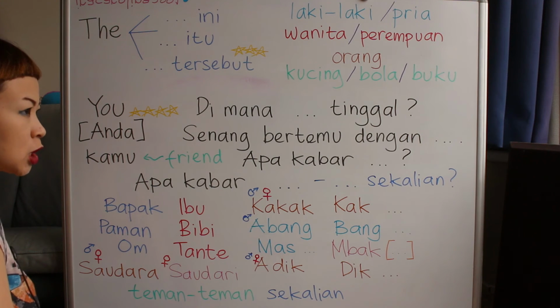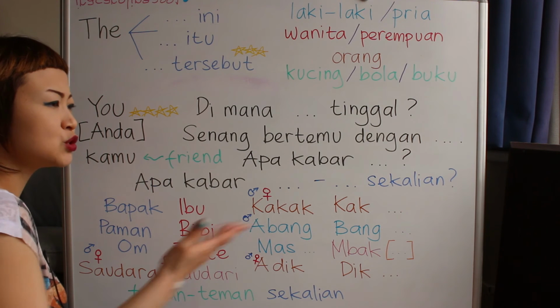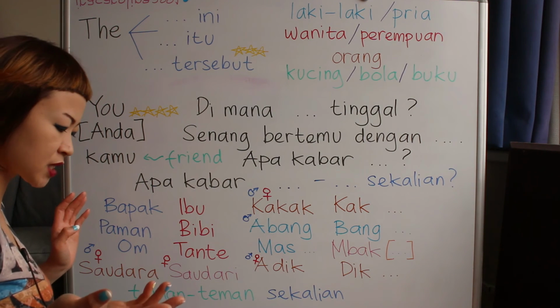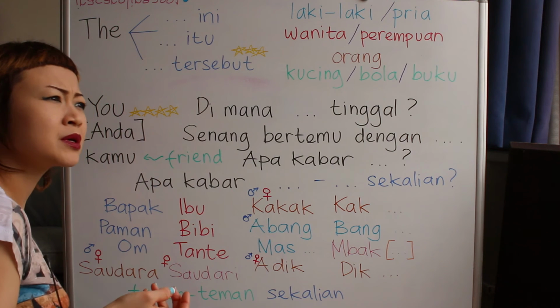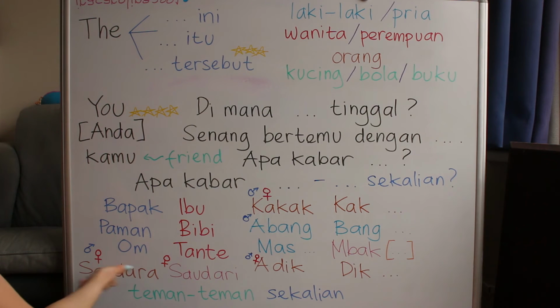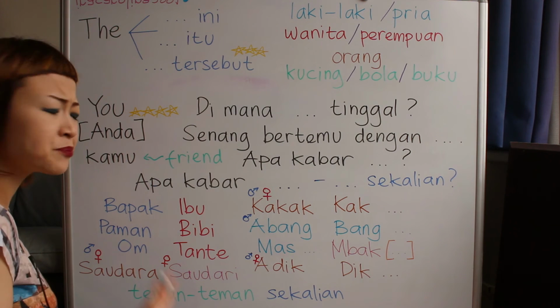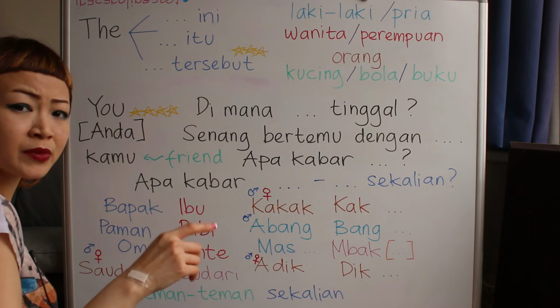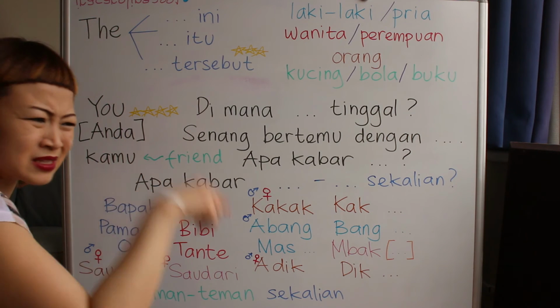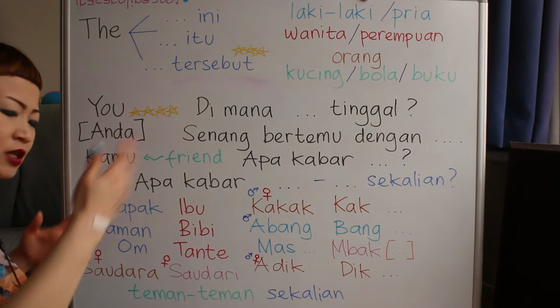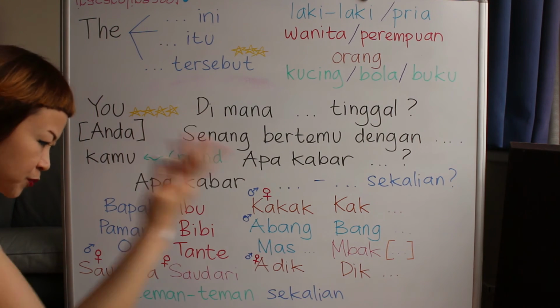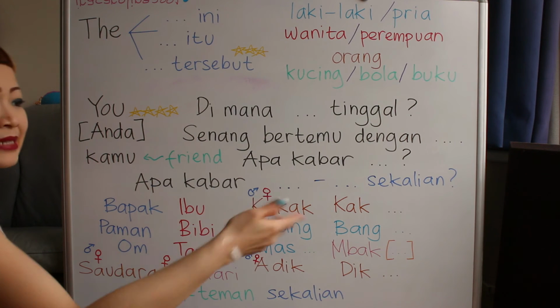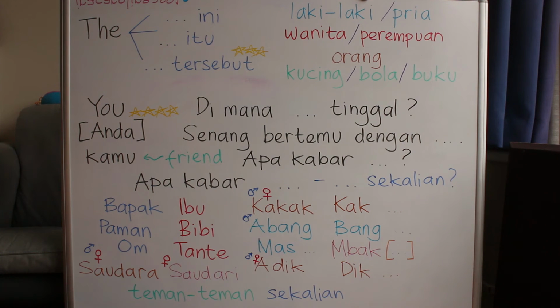Let's say my boss or my professor wants to say you to me, instead of calling me by my name, he or she calls me saudara, because it can be male and female, or in this case for me, because I'm female, saudari. The you instead of kamu, because kamu is not polite, he or she tries to respect. Saudara, saudari. So the you can also be saudara, saudari.